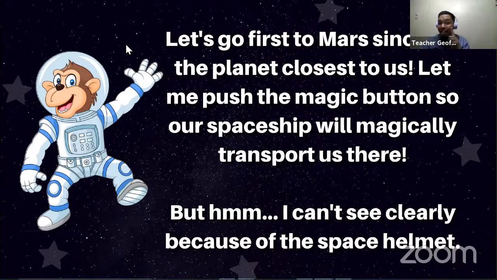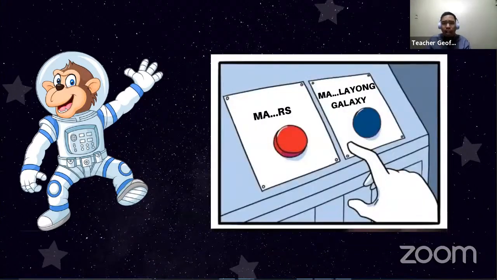Okay. Monkey here says that let's go first to Mars, since it's the planet closest to us. Let me push the magic button so our spaceship will magically transport us there. But I can't see clearly because of the space helmet. Okay, space adventurers. I think Monkey is having moisture in his space helmet because what? It's too cold. Okay, so let's help Monkey to push the button so we can magically appear in Mars.